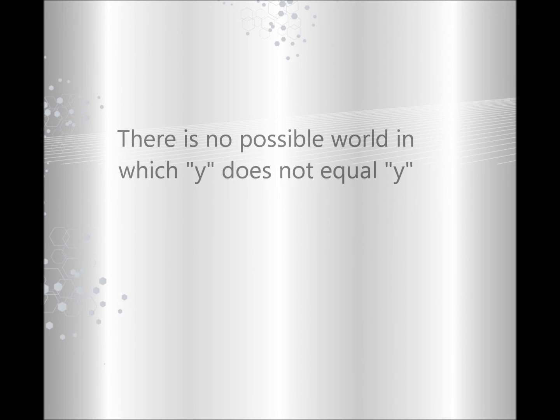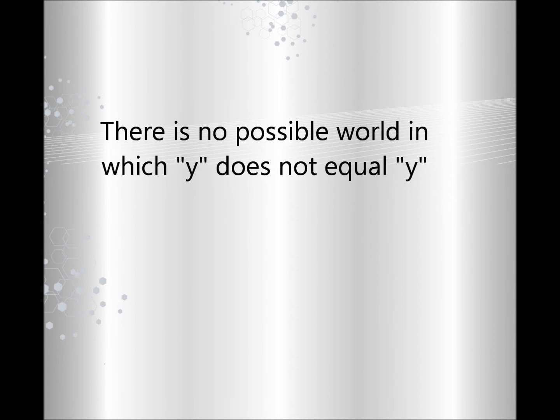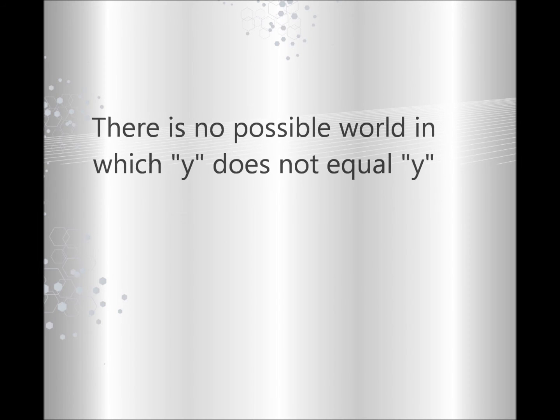Now, let me take my variable Y. There is no possible world in which Y does not equal Y. Let me illustrate this using the solipsism example. In any possible world I can conceive of relating to my mind must always be my mind. I can't conceive of a possible world containing my theoretical puppy and call the puppy my mind.